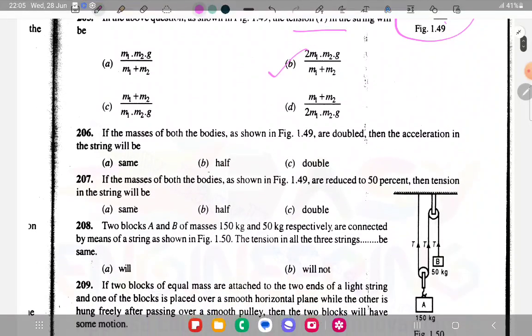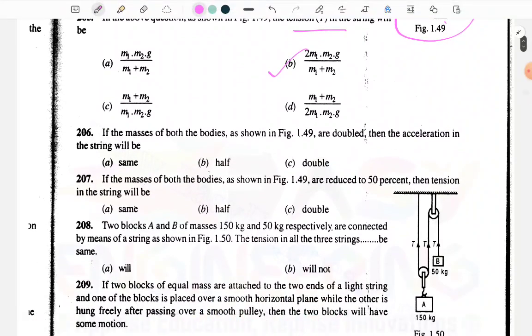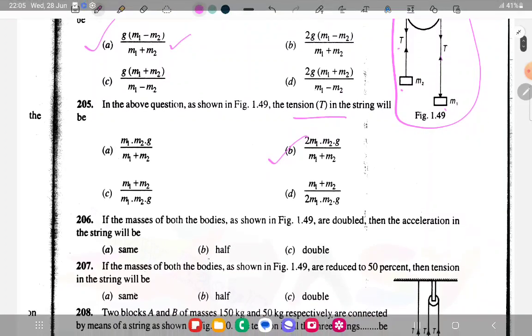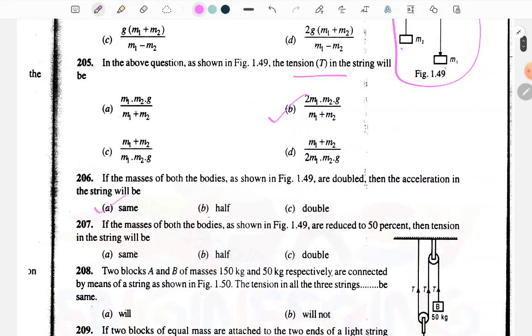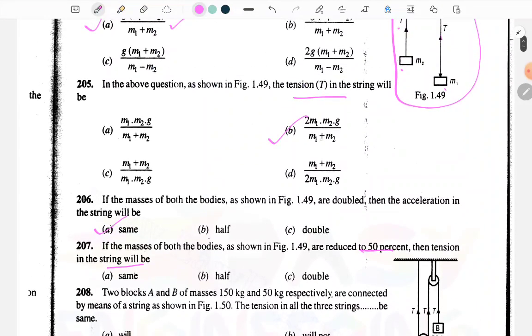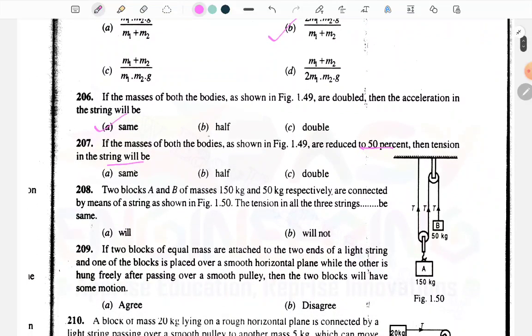Next, if the mass of both the bodies is doubled, then what happens to the acceleration in the string? In this formula, m1 becomes 2 m1 and m2 becomes 2 m2, so it will be the same. If it is the same, the acceleration will be the same. But if it is reduced by 50%, then they are asking about the tension in the string. If it is reduced by 50%, it is 1 by 2, 1 by 2, 1 by 2, 1 by 2. The 2s will cancel, and 1 by 2 will come outside. Here also the acceleration a will be the same; just substitute 1 by 2 in place of m1.